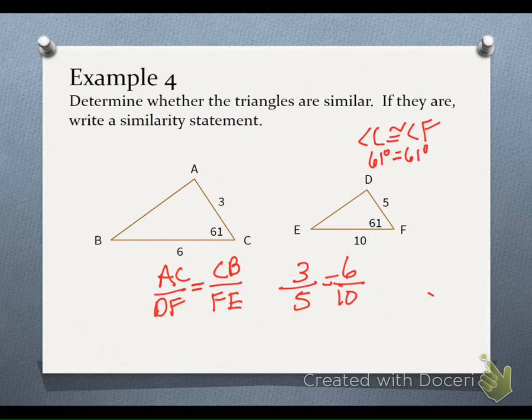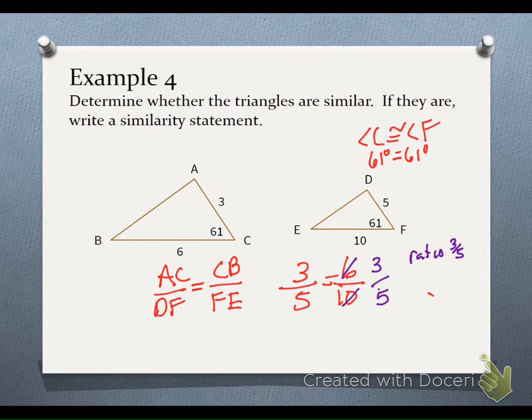Okay, 5 over 3 is already in its lowest form. But what about 6 over 10? You can divide by 2, so we get 3 over 5. So we see our ratio is going to be 3 over 5.